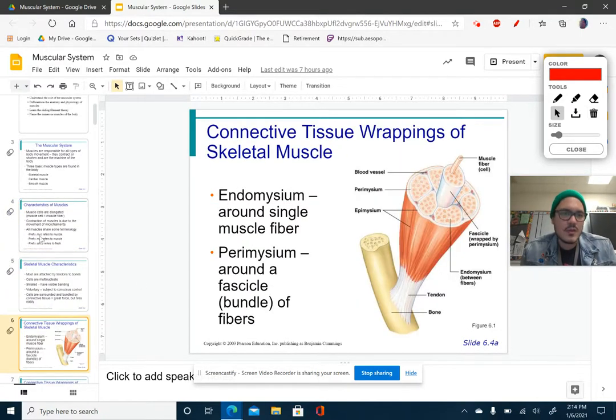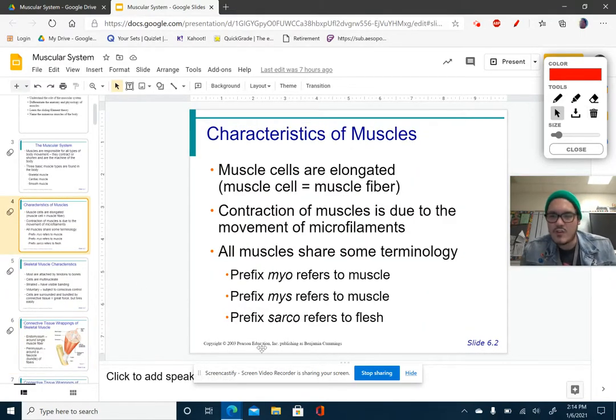Characteristics of muscles. This is just some general vocabulary. Muscle cells are elongated. Muscle cells is the same thing as a muscle fiber. Contraction of muscles is due to the movement of microfilaments. All muscles share some terminology. So we've seen myo before. Myo means muscle. We've seen that in reference to myocardium. Mys, or mis, refers to muscle as well. And sarco also is a generic term, but it can mean flesh or tissue.